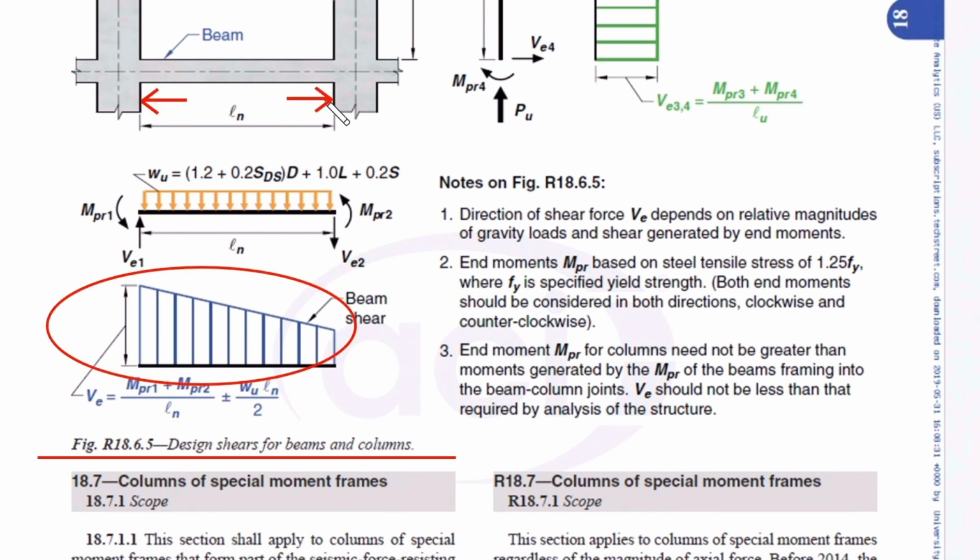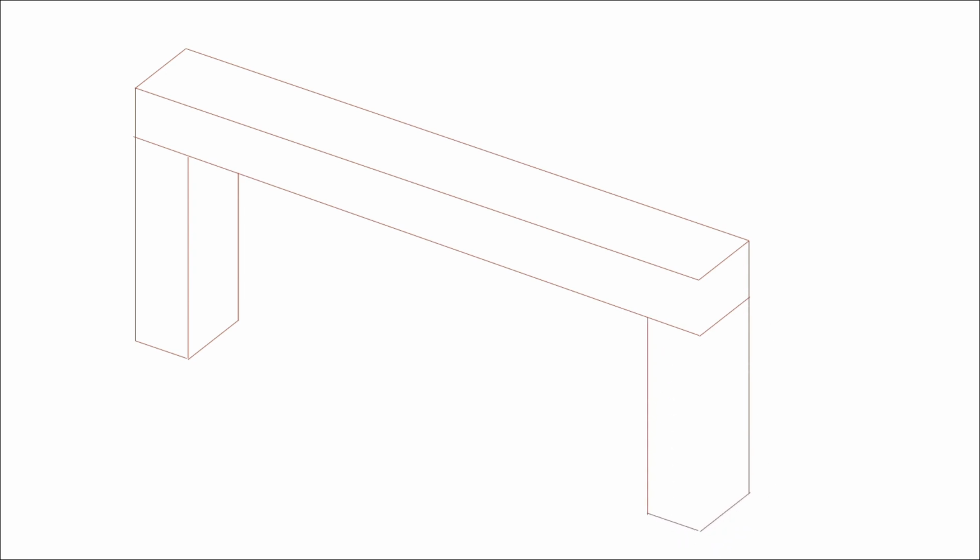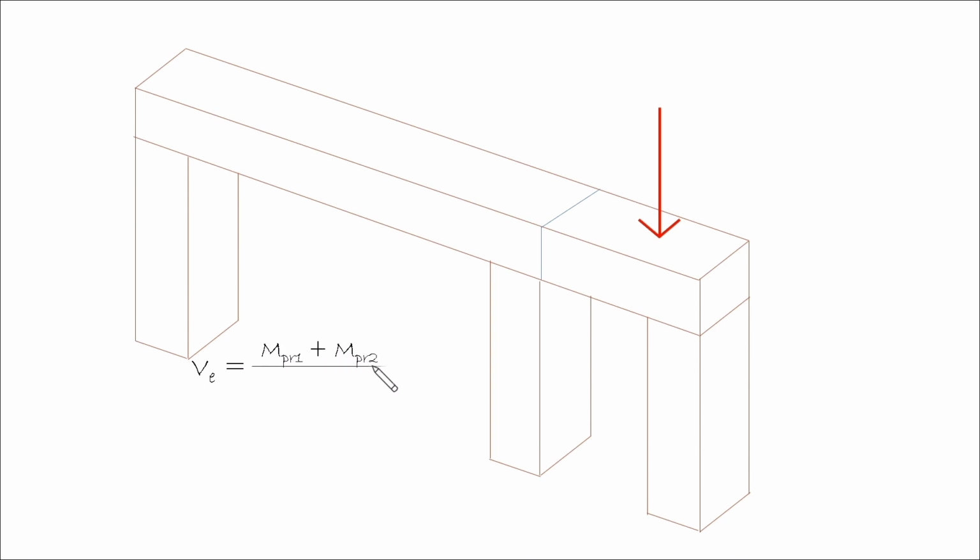In this formula, the lesser the span length Ln, the greater the shear. If we have these three columns interconnected with beams as shown here, the shear of this particular beam in this joint induced during the earthquake event is equal to Ve, where Ve is equal to Mpr1 plus Mpr2 divided by Ln plus or minus Wu times Ln over 2.